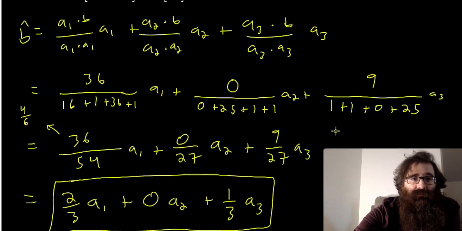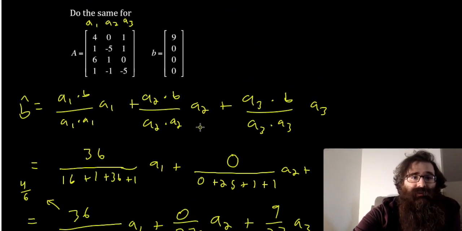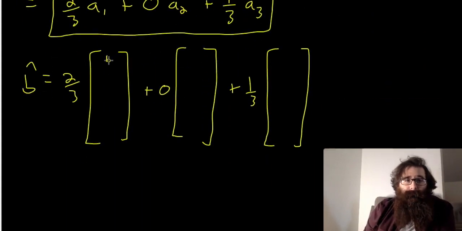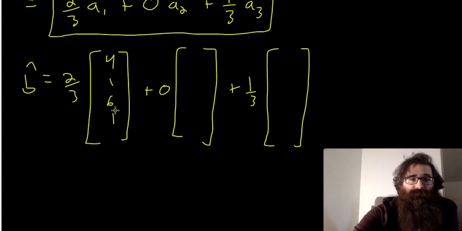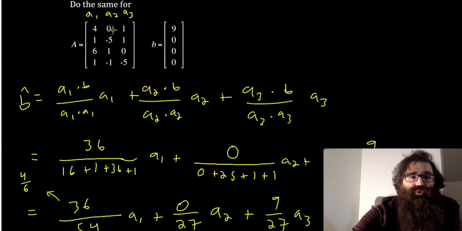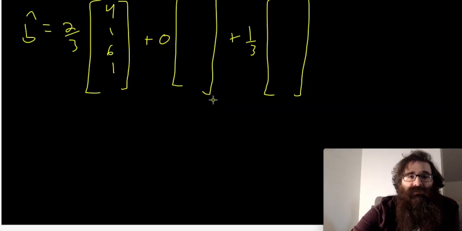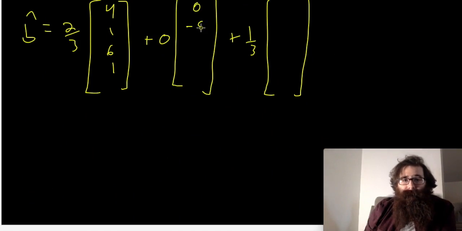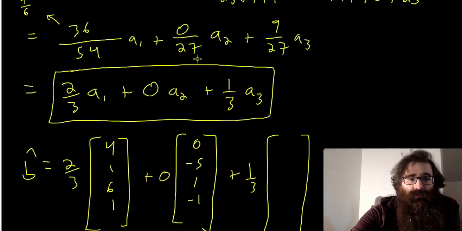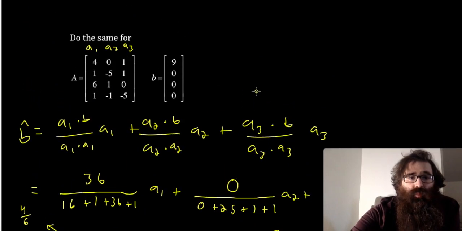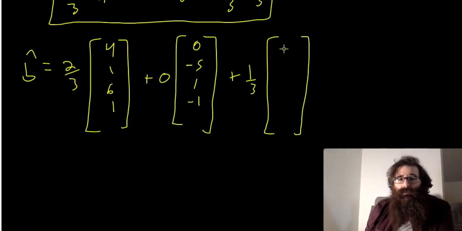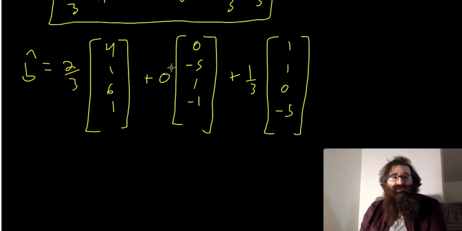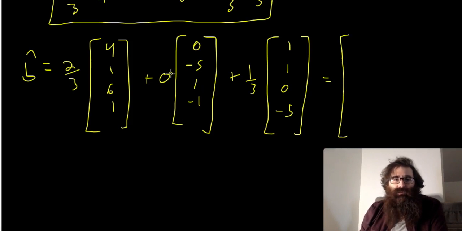Let's find these vectors. A sub 1, that's 4, 1, 6, 1. A sub 2, 0, negative 5, 1, negative 1. A sub 3, that was 1, 1, 0, negative 5. Now, this middle computation, 0 times this vector a sub 2, is just going to give me the 0 vector. So I'm not even really thinking about that one too much.